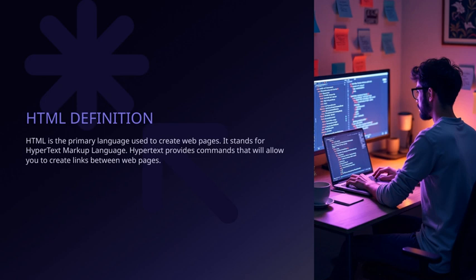Now, an important feature of HTML is hypertext. This allows us to create links between different web pages, making the web interconnected and easy to navigate. So, in essence, HTML is not just about creating static content, but also about enabling the dynamic and linked nature of the internet we rely on every day. This ties into our broader theme of understanding how websites are built from the ground up.